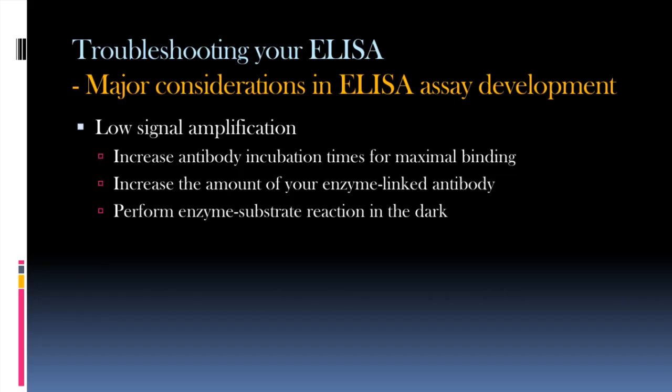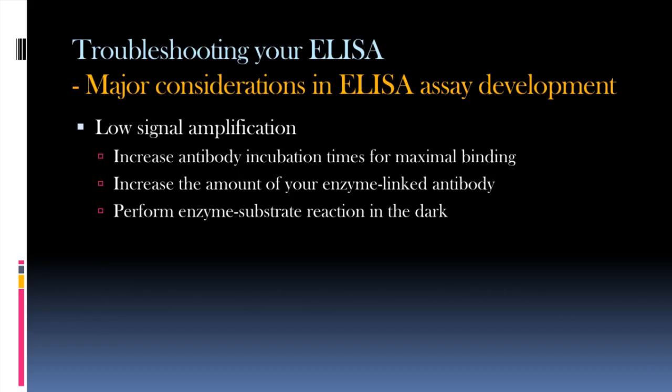Another issue is low signal amplification. This is one of the most common concerns with ELISA. Typically what happens is you run an ELISA, you look at your results, and many of the absorption values are below the detection range. Ways that you can avoid this are by increasing the amount of time that you incubate your primary, secondary antibodies, and sometimes even your enzyme substrate, to allow the reaction to proceed a little bit longer to give you a larger signal.